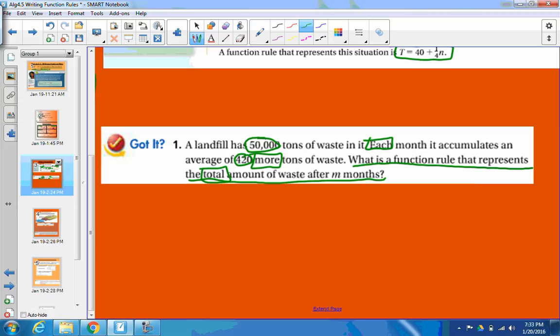It says a landfill has 50,000 tons of waste in it. Each month it accumulates at an average of 420 more tons of waste. What is a function rule that represents the total amount of waste after m months? All right.